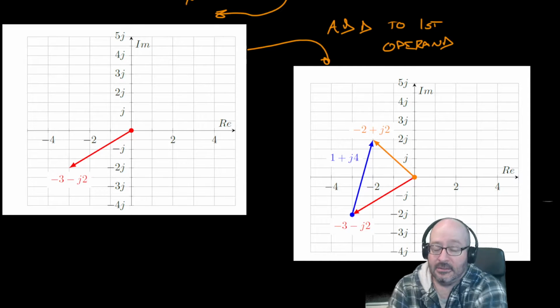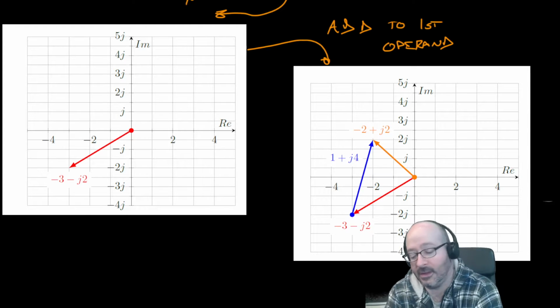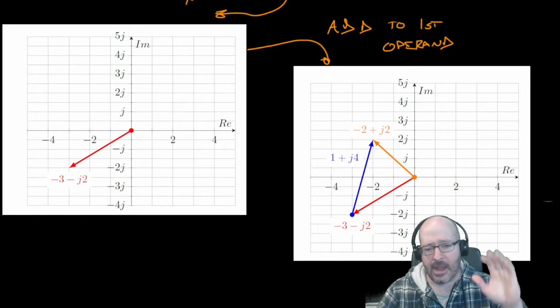That's all it is. And you've been doing this since grade school. I promise you. You just didn't know you were doing it since grade school. Negate the second one, add it to the first one. That's how you subtract.